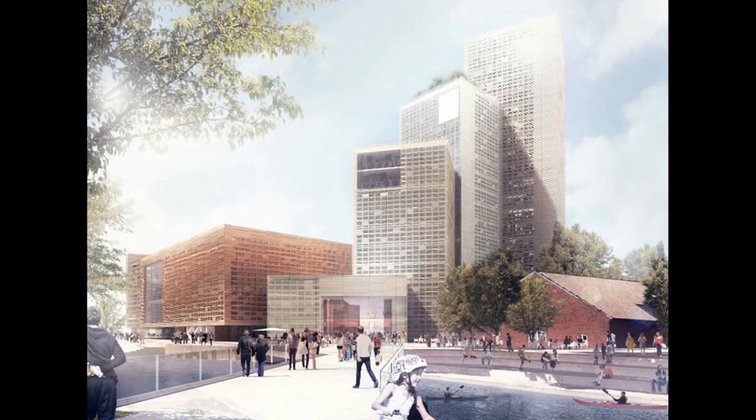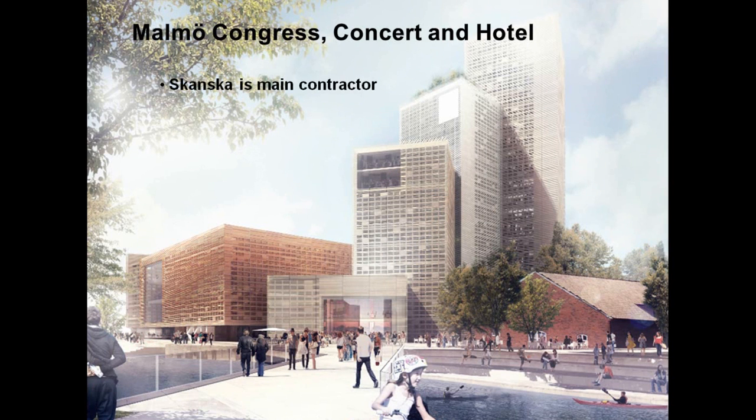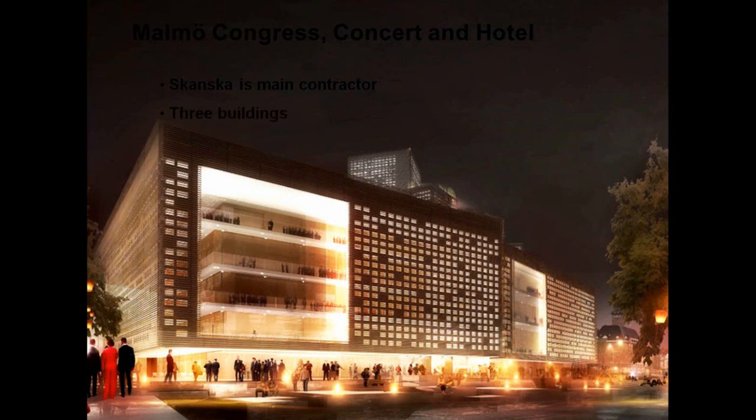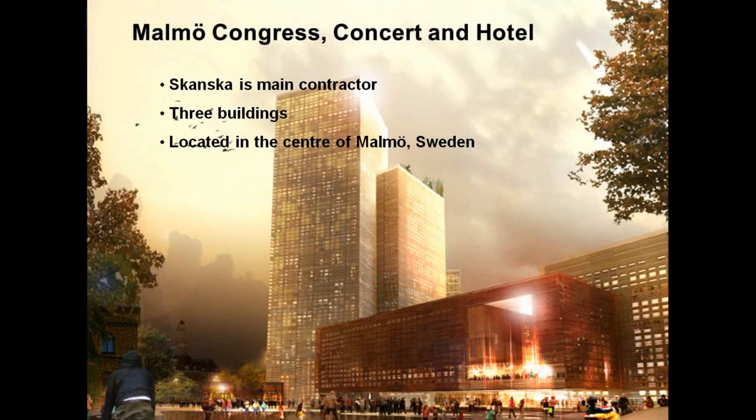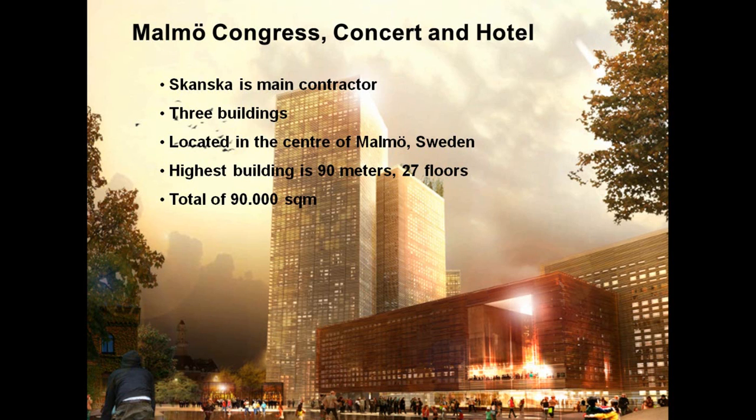The project that we're going to look at is the Malmö Congress Concert and Hotel. It's a real ongoing project where Skanska is the main contractor. The project consists of 3 connected buildings located in the center of Malmö in the south of Sweden. The highest building is about 90 meters with 27 floors. The 3 buildings with a total of 90,000 square meters are scheduled to be completed in 2014. And the building that we are going to look closer at is the highest, the hotel. All design and production in this project will be done by using Revit Structure and IMPACT Precast.